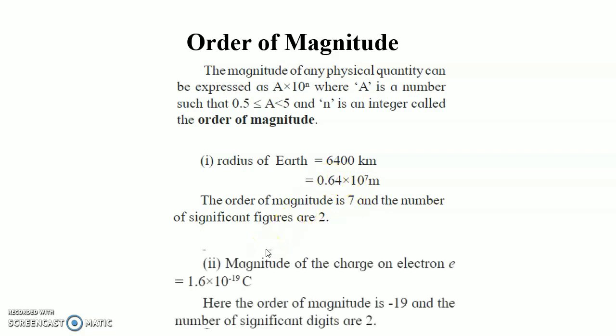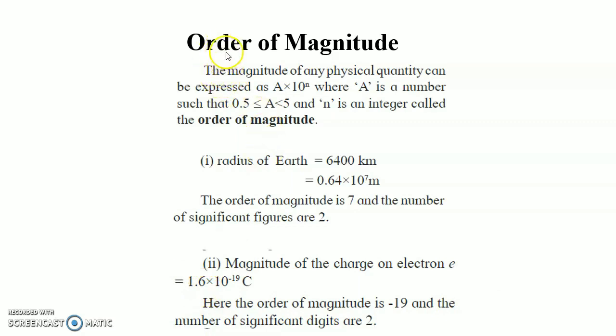Let us consider one more example, the magnitude of charge of an electron. Over here, the magnitude of charge is 1.6 into 10 raised to minus 19 coulombs. This number is in between 0.5 and 5. So we don't have to make any changes over here. So over here, order of magnitude is minus 19 and the number of significant digits is 2, the digits 1 and 6.